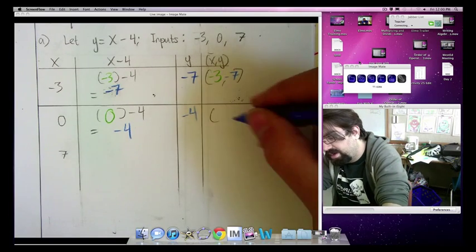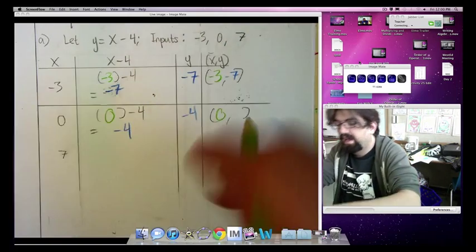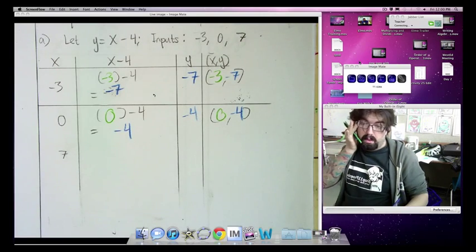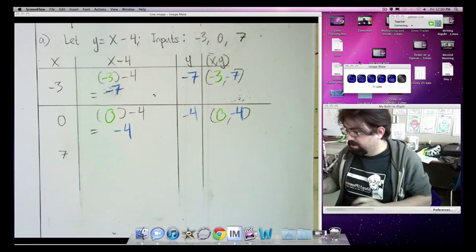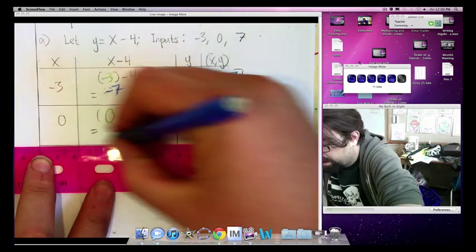I plugged in 0, and I got -4 back. Cool. That's my ordered pair. And these would be what I would be graphing. This is what I would be putting on a chart or on a coordinate plane and graphing.